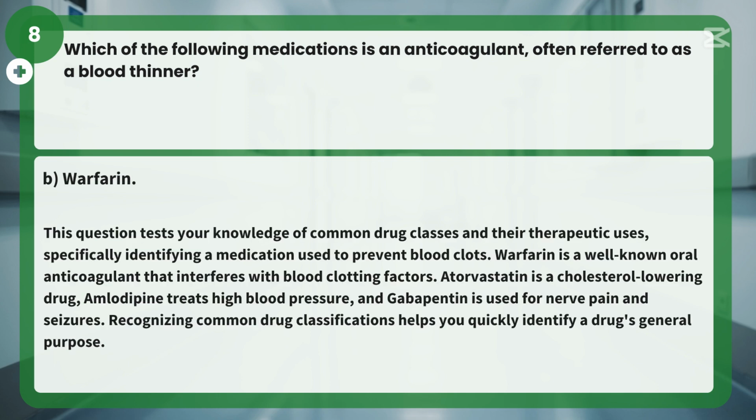Answer B. Warfarin. This question tests your knowledge of common drug classes and their therapeutic uses, specifically identifying a medication used to prevent blood clots. Warfarin is a well-known oral anticoagulant that interferes with blood clotting factors. Atorvastatin is a cholesterol-lowering drug, amlodipine treats high blood pressure, and gabapentin is used for nerve pain and seizures. Recognizing common drug classifications helps you quickly identify a drug's general purpose.